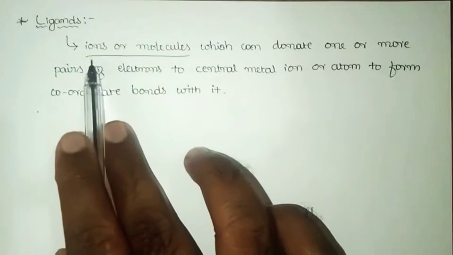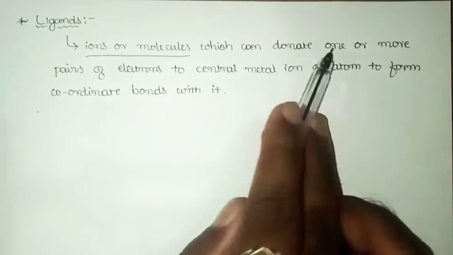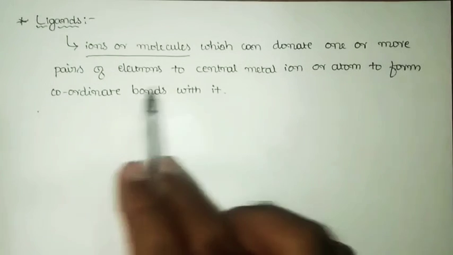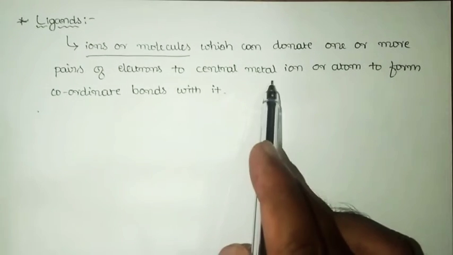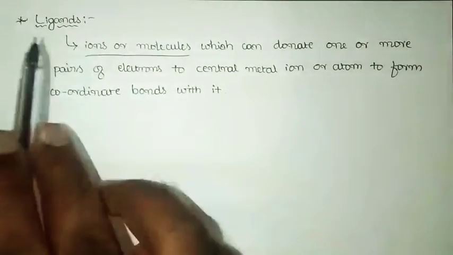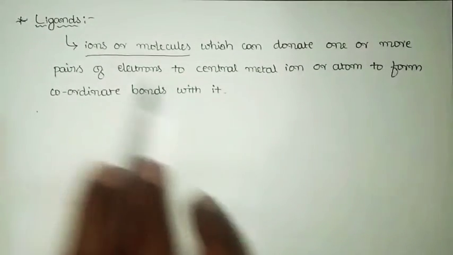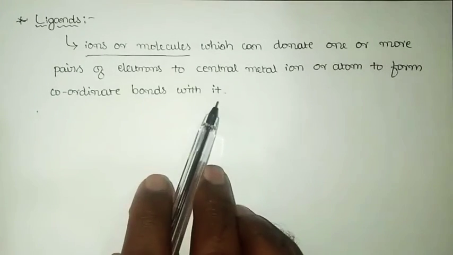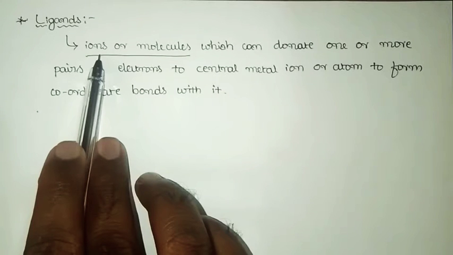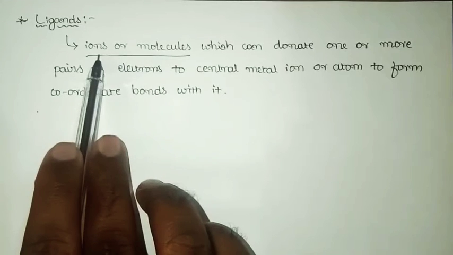So such ions or molecules which have the capability to donate one or more pairs of electrons to the central metal ion, thereby developing the coordinate bonds with the central metal ion, are simply considered as ligands. So that is the simplest meaning of ligands. And just now we said a ligand can be an ion, that may be positively charged or negatively charged, and a ligand can be a molecule also.